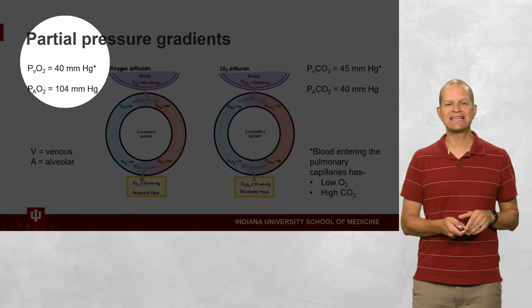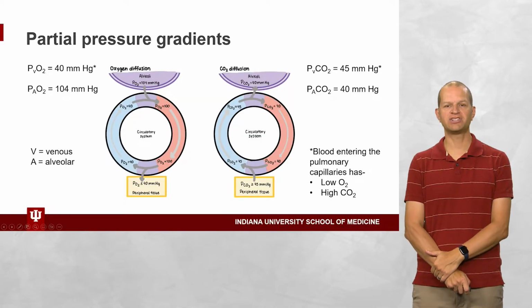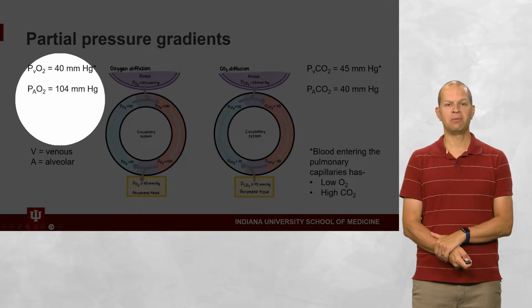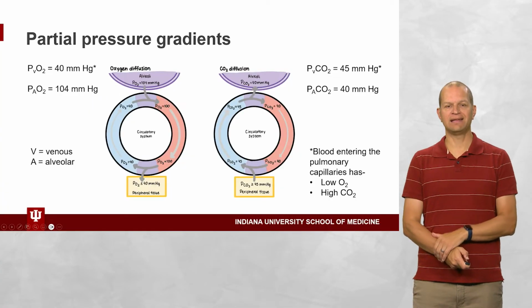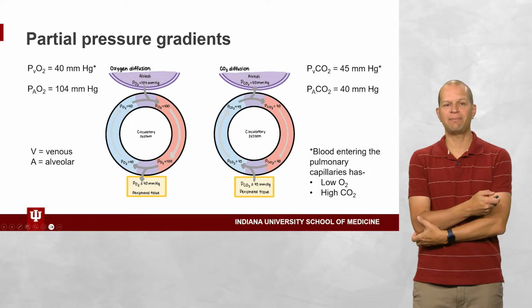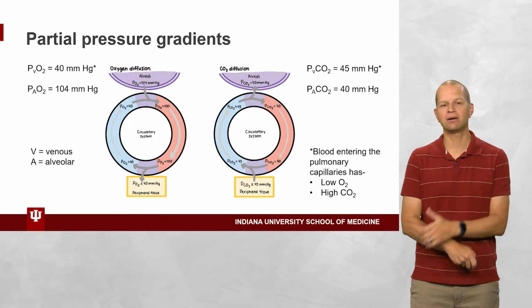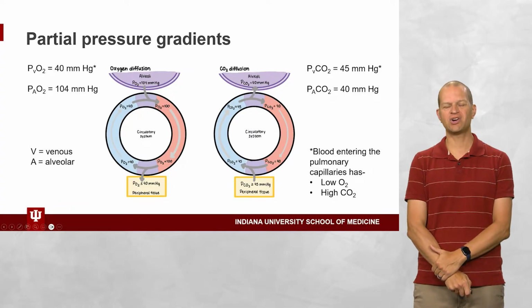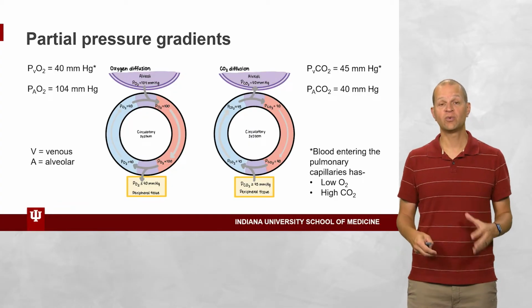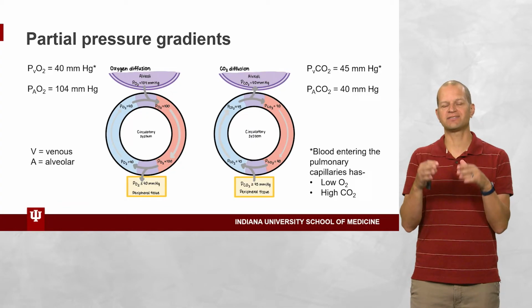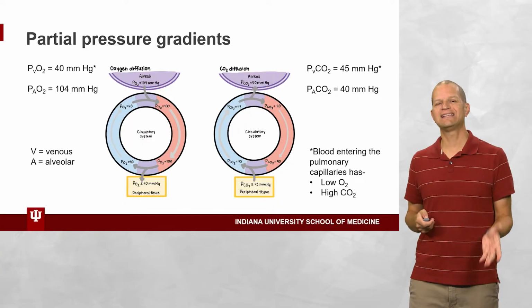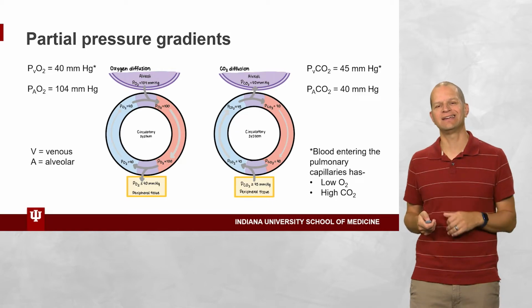blood that enters into the alveoli has a partial pressure of about 40. Okay, but when it leaves the pulmonary capillary, it's going to have a much higher partial pressure. And that's because the alveolus has a partial pressure of about 104. So we've got a big gradient that's driving oxygen from the alveoli into the bloodstream. Okay, and we'll get into specific values in the arteries in the next video.